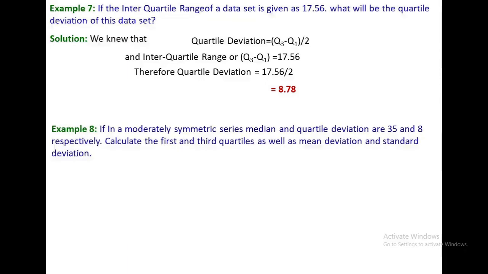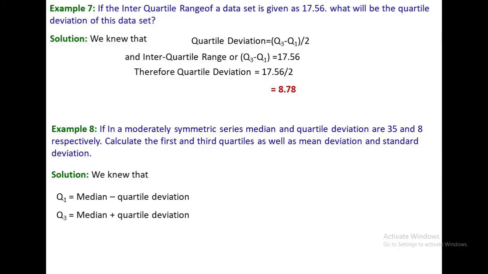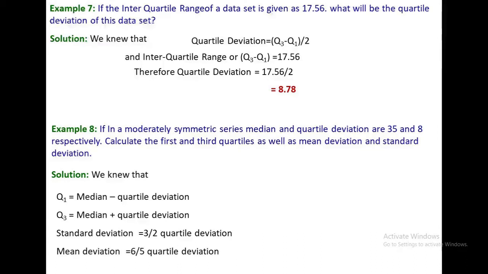In the next example, in a moderately symmetric series, median and quartile deviation are 35 and 8 respectively. We have to calculate the first and third quartiles as well as mean deviation and standard deviation. We know that for a moderately symmetric series, quartile 1 is equivalent to median minus quartile deviation, quartile 3 is equivalent to median plus quartile deviation, standard deviation is 3 by 2 of quartile deviation, and mean deviation is equivalent to 6 by 5 of quartile deviation.